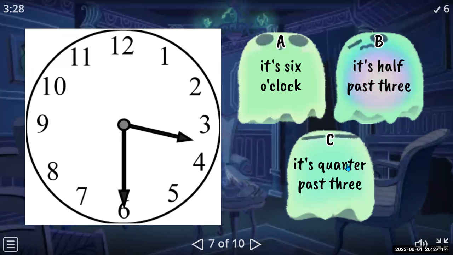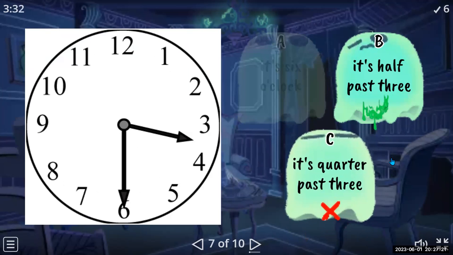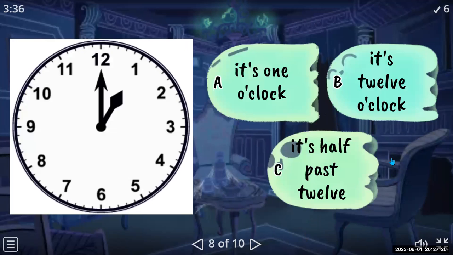Let us see again. What about this one? Letter A. 1 o'clock.